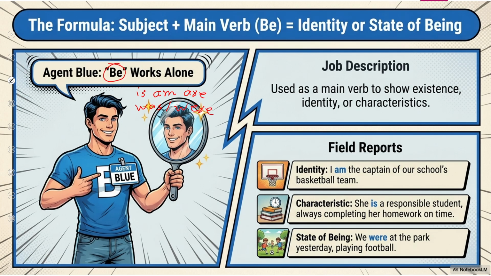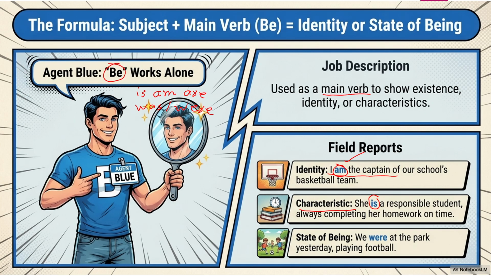The job description of the be verb as a main verb is that it is used to show existence, identity or character. We have an example about identity. I am the captain of our school's basketball team. If you look, the verb am is used here as a main verb. In the second example, which shows characteristic: she is a responsible student, always completing her work on time. Here the word is a verb and it is used as a main verb.